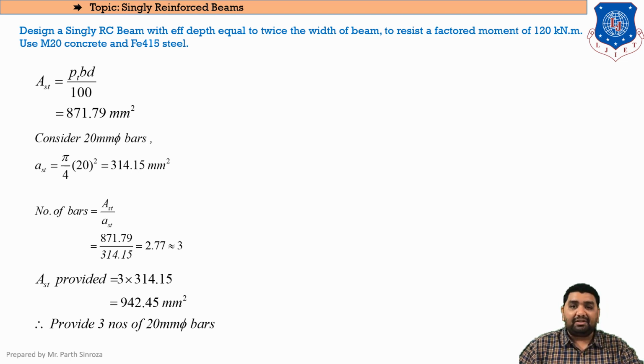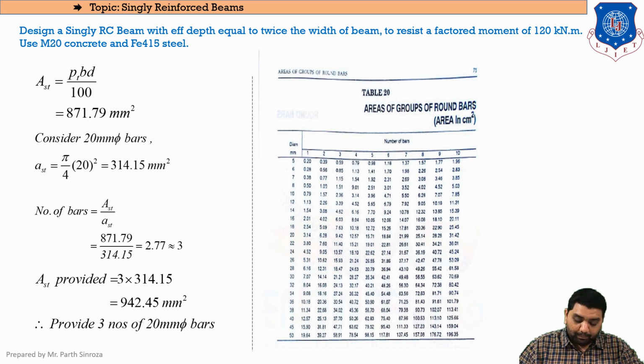Clear? Now this was our first method, that is the manual method. The second will be the use of steel tables. Steel tables are also used in the examination, so it will help you solve the answer quickly and efficiently. For that, from your steel table, we will move on to page number 71, table number 20. It states the area of groups of round bars. Areas are in centimeter square, but we need to answer in mm square, so we just need to convert it. Here the diameters of the bars are mentioned, and here the number of bars are mentioned.